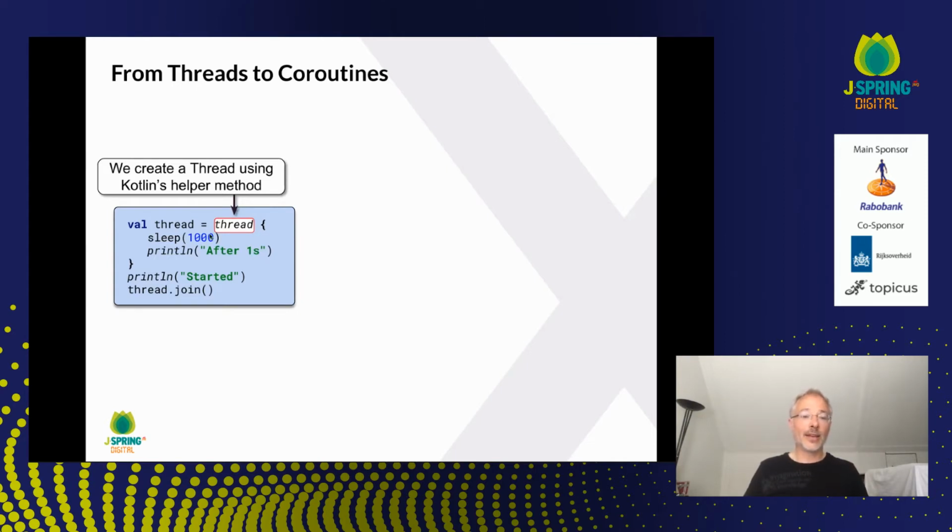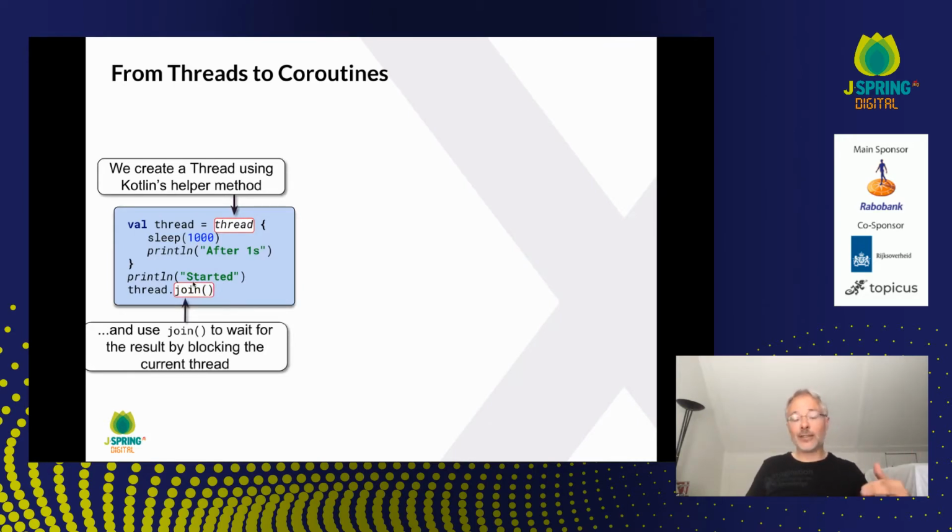We create a thread, we sleep for a second, and then after 1 second, a statement is printed. This, of course, will be printed right away because this thread still sleeps. And an important detail: we have to join the outer thread because otherwise our program would exit right away. I guess such an example you've seen before.